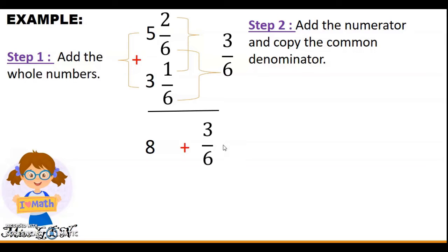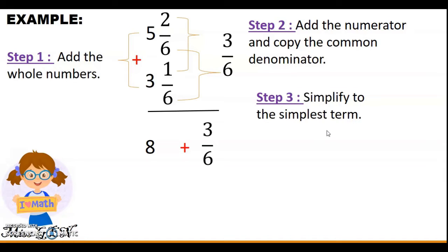But our fraction here, which is 3 over 6, can still be simplified to the simplest term. So that will be our step 3. Simplify your answer to the simplest term.